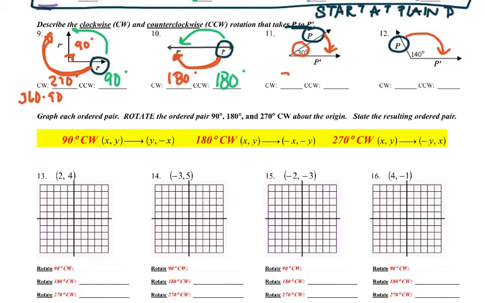So this little angle here is 30. If I were to go the long way, or the counterclockwise way, 360 minus 30 is 330. Here the clockwise way is the 140, and the counterclockwise way is 360 minus 140. 360 minus 140 is 220.